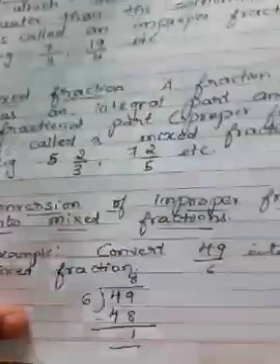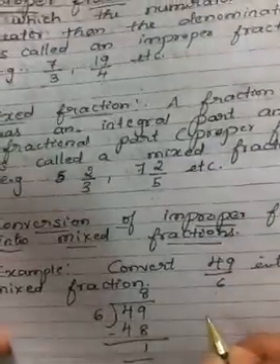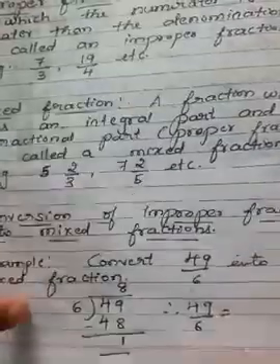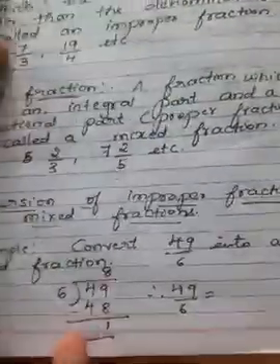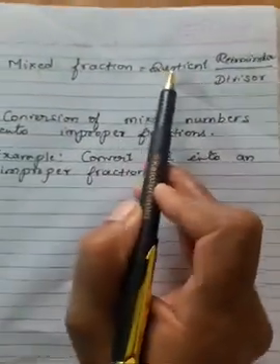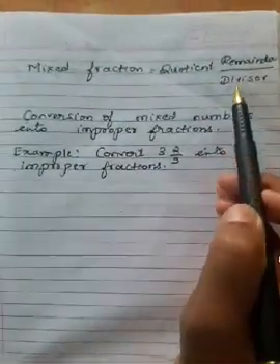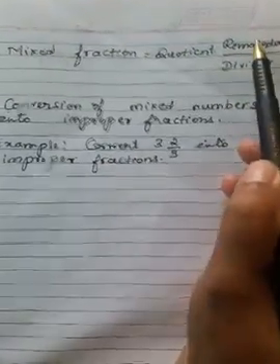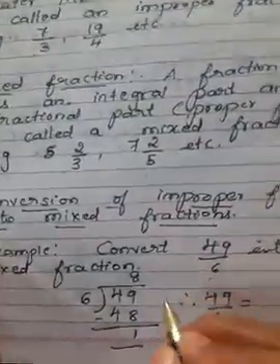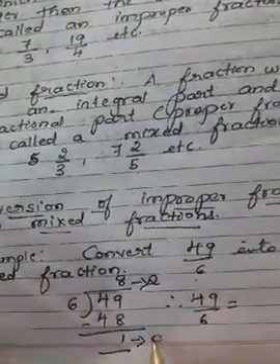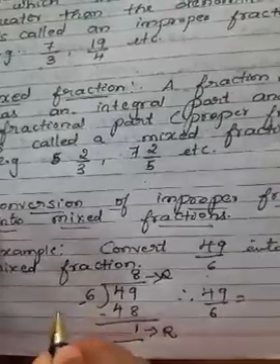Correct? Now how to write it as a mixed fraction? 49 upon 6 is equal to... So mixed fraction we should write in the form of, see this, mixed fraction is equal to quotient, remainder divided by divisor. So we should write in the form of quotient remainder divided by divisor. Now how to write this? See here quotient, which is the quotient here? 8 is the quotient, correct? And 1 is the remainder and 6 is the divisor.